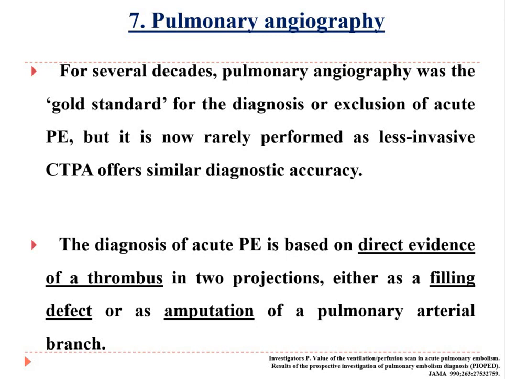Pulmonary angiography. For several decades, pulmonary angiography was the gold standard for the diagnosis or exclusion of acute pulmonary embolism, but it is now rarely performed as less invasive CTPA offers similar diagnostic accuracy. The diagnosis of acute pulmonary embolism is based on direct evidence of a thrombus in two projections, either as a filling defect or as amputation of a pulmonary arterial branch.